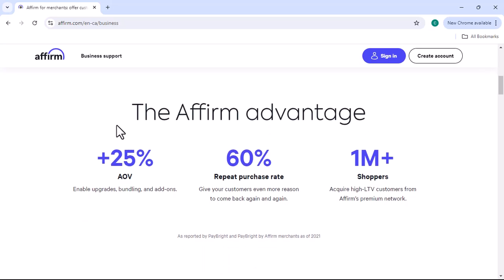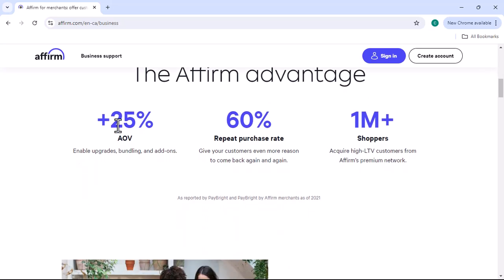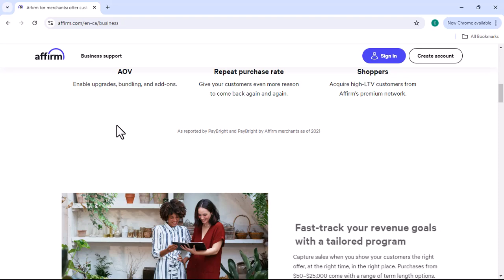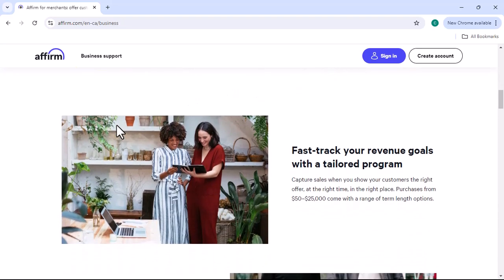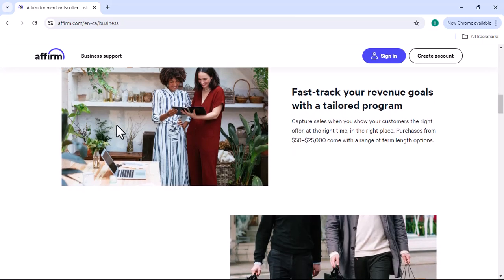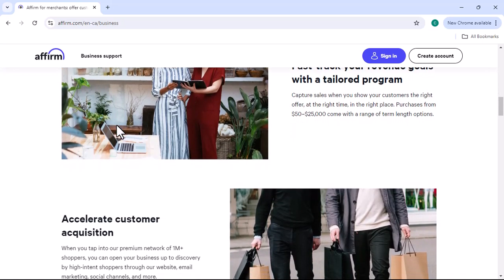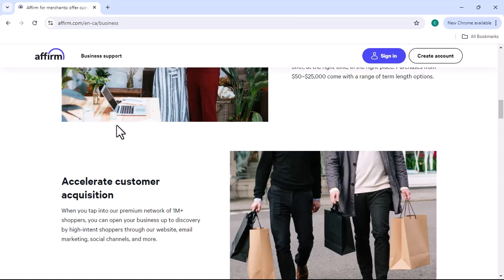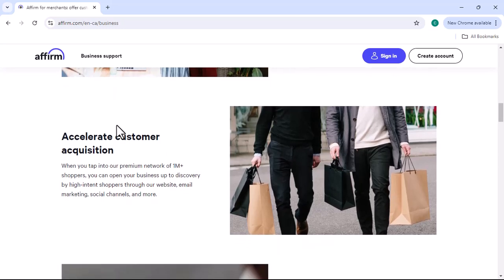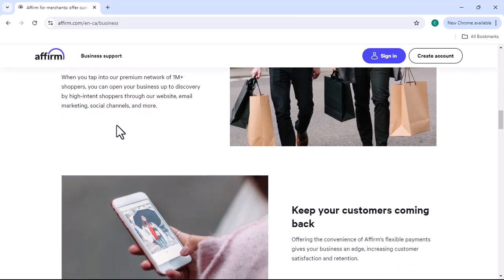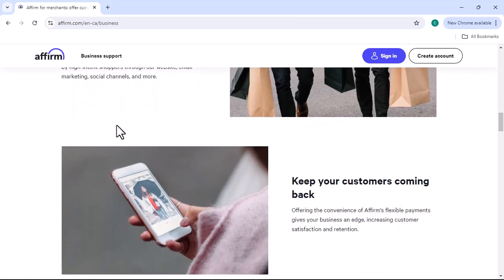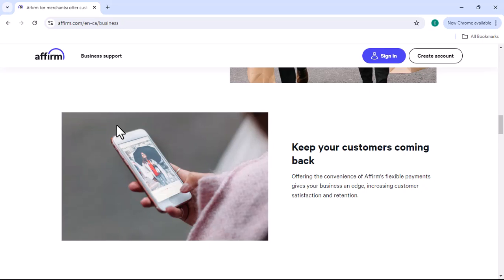Potential risks. While PayBright has implemented safety measures, there are still potential risks to consider. Identity theft. There's always a risk of identity theft when you provide personal information online. Overspending. Using PayBright can make it easier to overspend, as you may not feel the immediate impact of the purchase. Late fees. If you miss a payment, you may be subject to late fees or penalties.